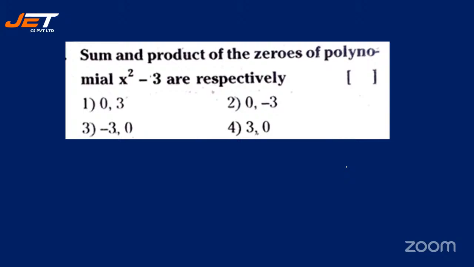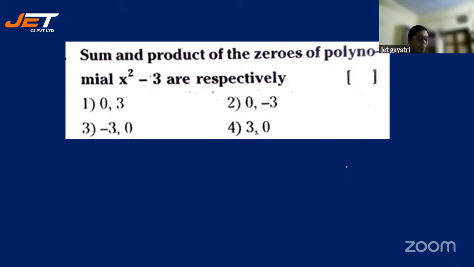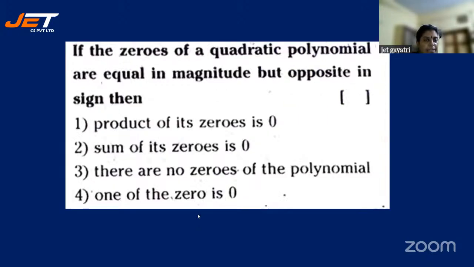All right, let's see how many are giving me the correct answer. Many says option 2, some says option 4. All right, let's see. It is option 2, correct. 0, comma minus 3. How? X square will be 3. Okay. So he says that the sum and the product of the zeros of the polynomial. Right. So the sum is nothing but 0. Product is minus 3. All right. Yes. See the next question.